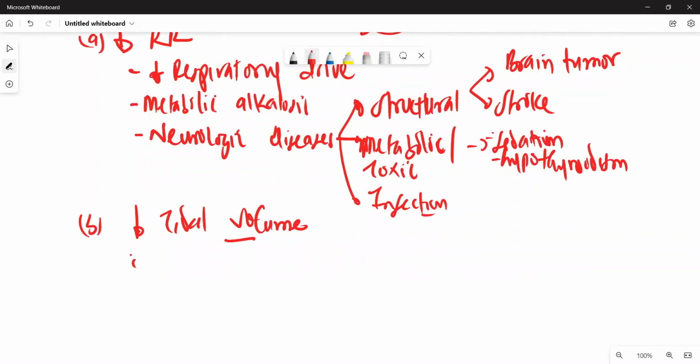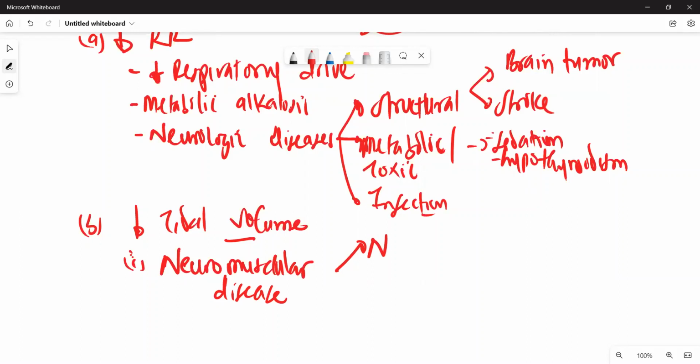So, decrease in tidal volume. Basically, the patient is not bringing in enough tidal volume, right? Maybe because there's a weakness in their muscle, and so on and so forth. So let's go through the example. It could be a neuromuscular disease, right? And of course, we can divide it again into three.